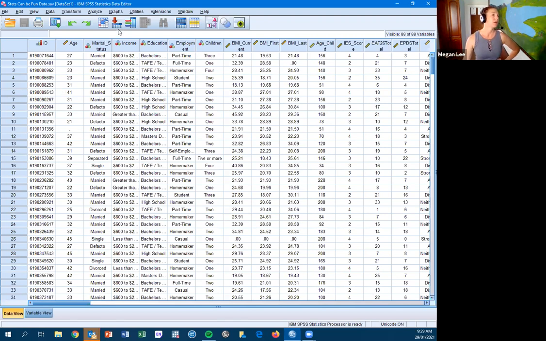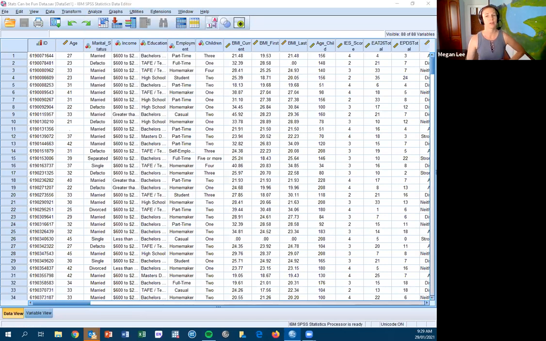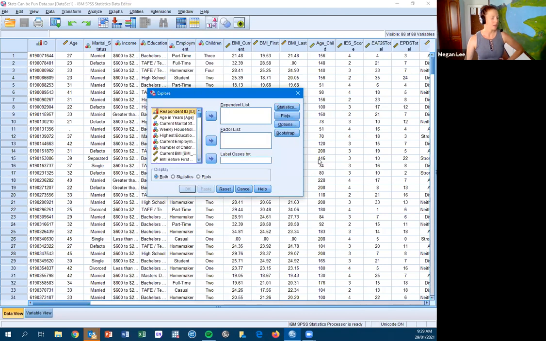Perfect. So SPSS allows us to do our continuous descriptives and our assumptions together. So we'll just do that. We'll go to Descriptive Statistics, Explore. And then we are looking for our continuous variables. So we want to put age in. Just wait.